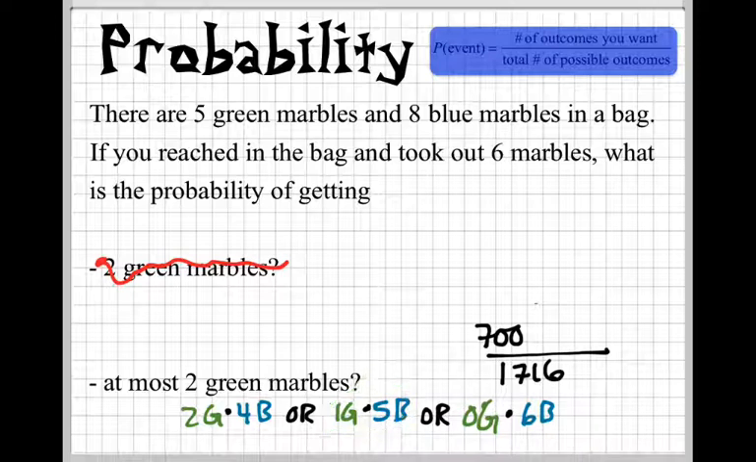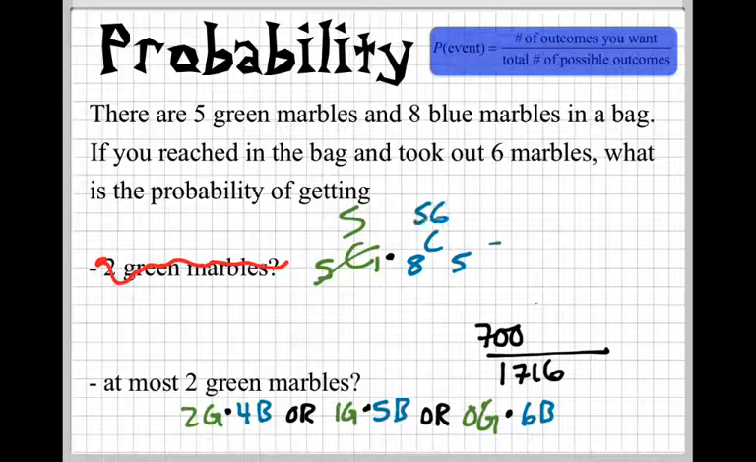So for this one right here, we're choosing 1 green out of 5, and we're going to multiply that times choosing 5 blues out of 8. So that will be a 5, and 8 choose 5 is going to be 56. I'm going to multiply 5 times 56. We get 280. So we're going to add 280. And we have to add the number of outcomes from this one.